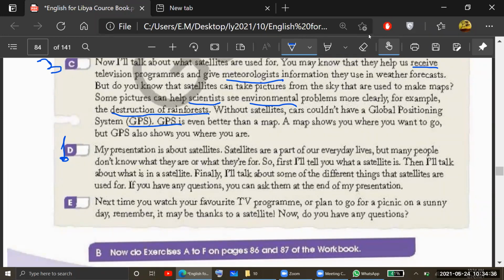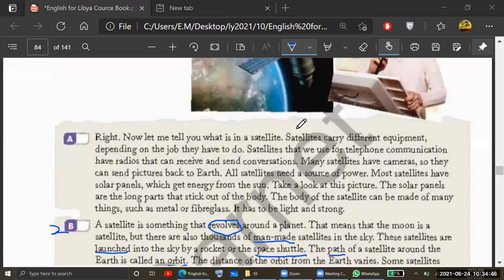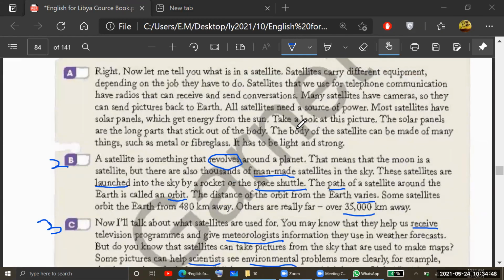So which is number 4? I think most of you said number 4 is A. So let's see number 4. Right now, let me tell you what is inside a satellite. Satellites carry different equipment, معدات مختلفة, depending on the job they have to do. اعتماد على العمل اللي بيقدموه.